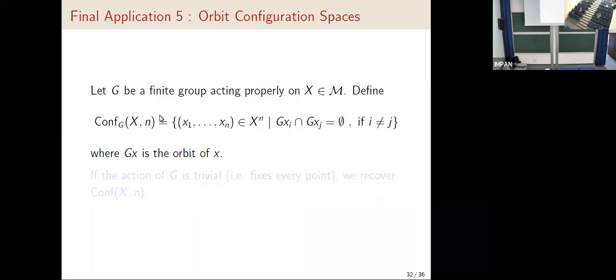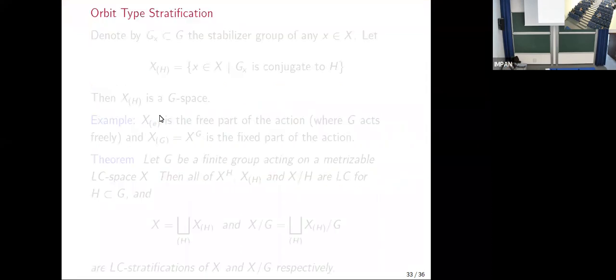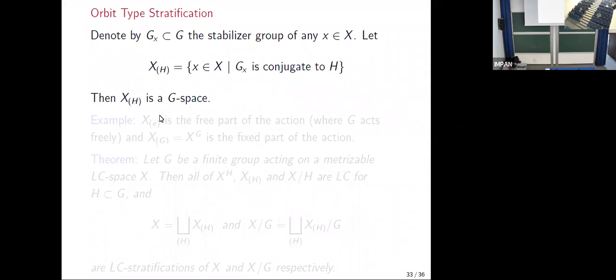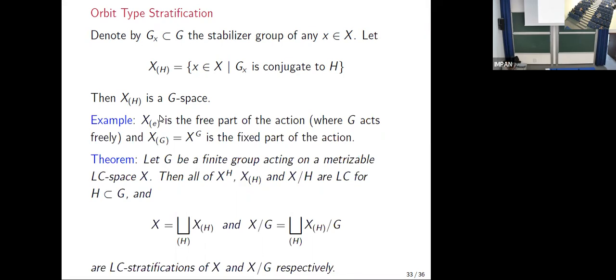All right, and the last one is the orbit configuration spaces. I'm going to go through this quickly. If you have a finite group acting on a space X, you take all points that lie in different orbits. It was defined by Miguel Pentaco, who was a student of Cohen. And if the action is trivial, you recover the configuration space of X. The other characteristic of this is not known, as far as I know. The interesting thing is that in order to compute these things, you come up with a stratification.